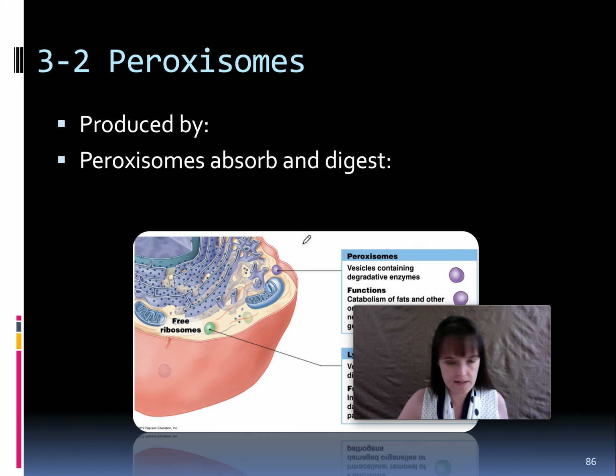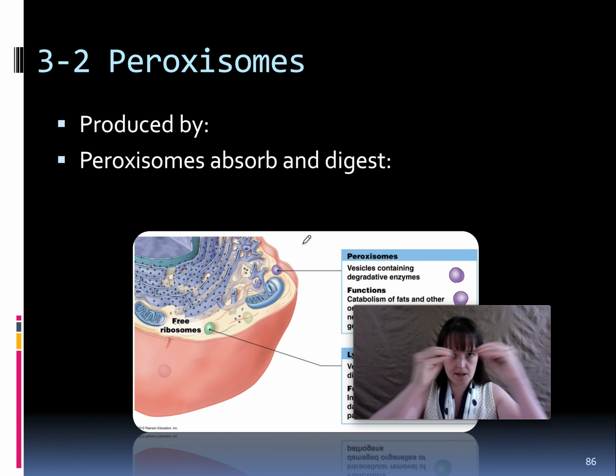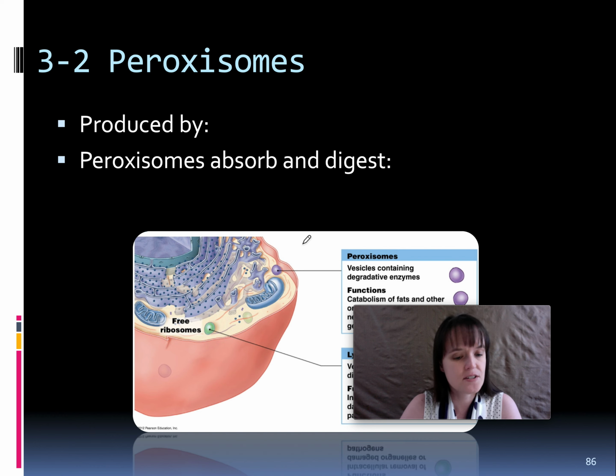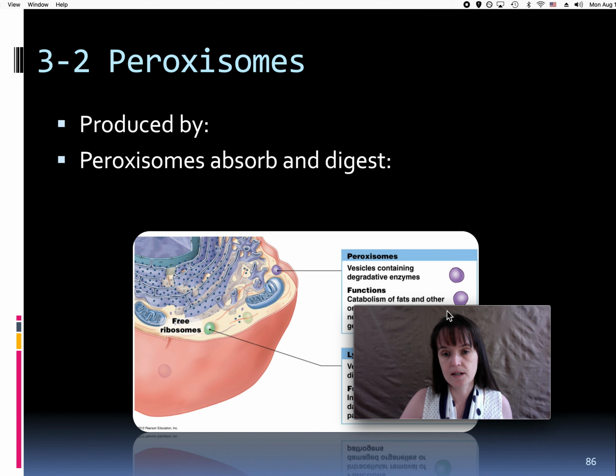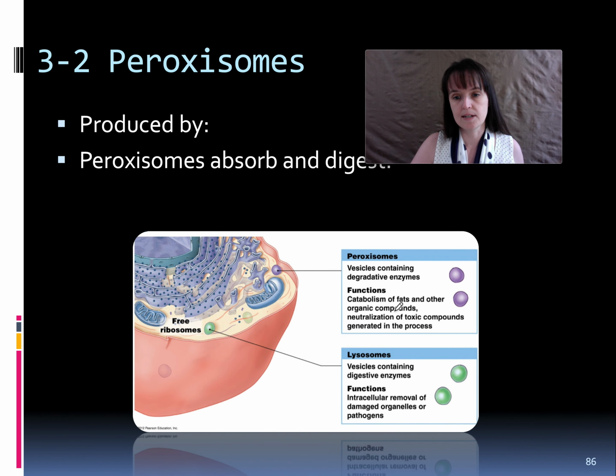Peroxisomes are these little buddy things, and they are produced by the budding off of existing peroxisomes. So you have a peroxisome, and it's just like, boom, now you got two peroxisomes. And it absorbs and digests fats and other organic compounds. So we've had lysosomes, we had proteasomes to digest proteins, and lysosomes with just powerful digestive enzymes to digest a bunch of stuff. And these peroxisomes digest fats and other stuff, neutralize toxic compounds, yada yada. Okay.